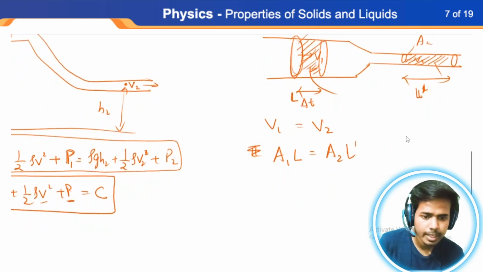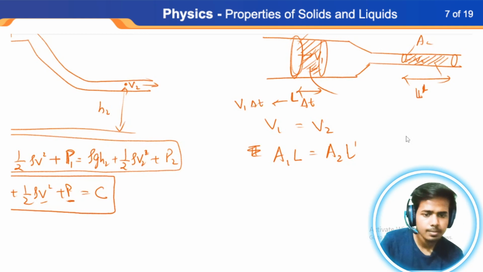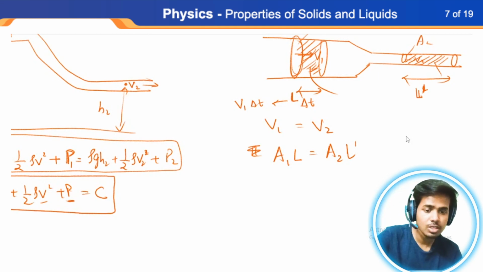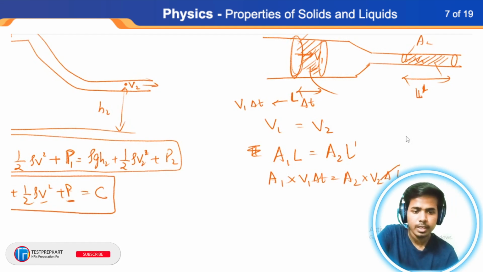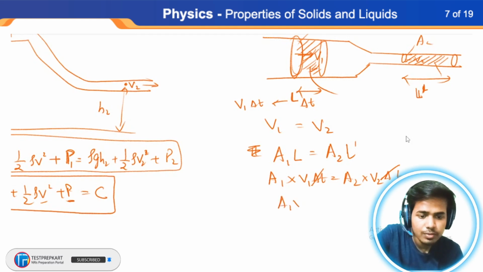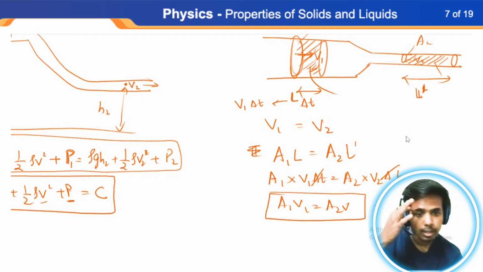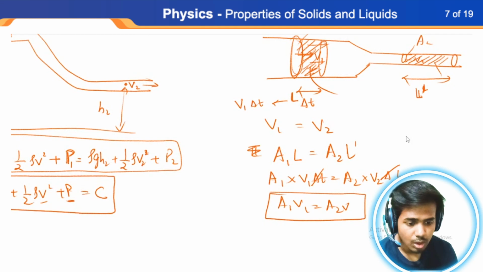Now what is L here? L is nothing but the velocity V1 into delta time t. This velocity has traveled for a certain time, which is delta t. So A1 V1 delta t is equal to A2 V2 delta t. Delta t gets cancelled out and you're left with A1 V1 is equal to A2 V2. This law is called the equation of continuity. Continuity means the stream is continuous in nature. The volume which gets displaced on the left side must be equal to the volume which gets displaced on the right side.